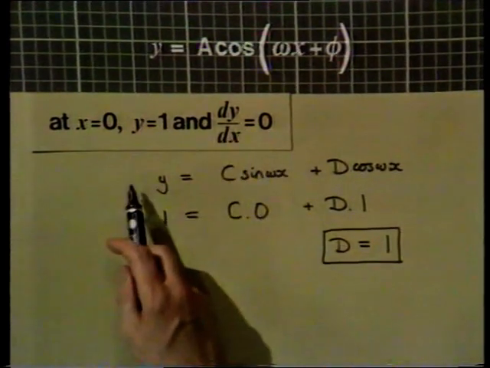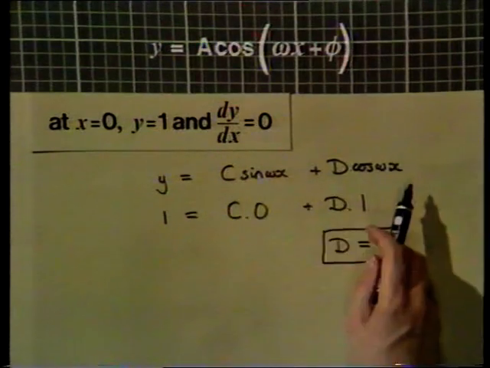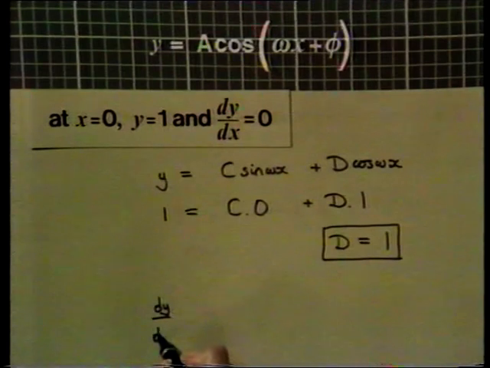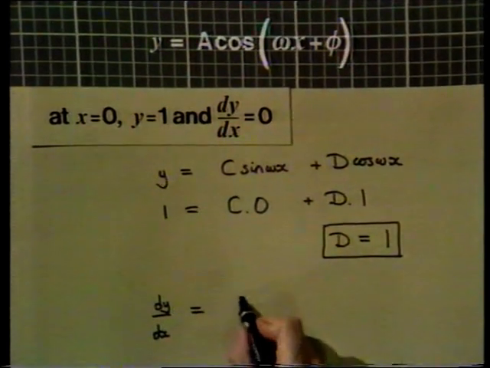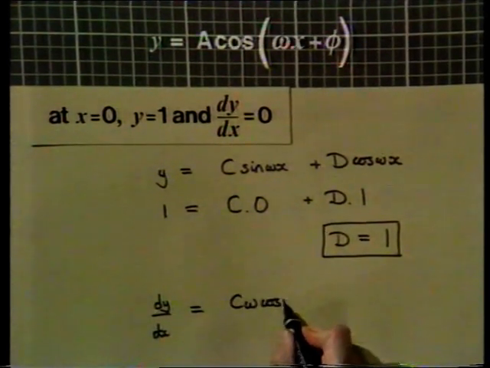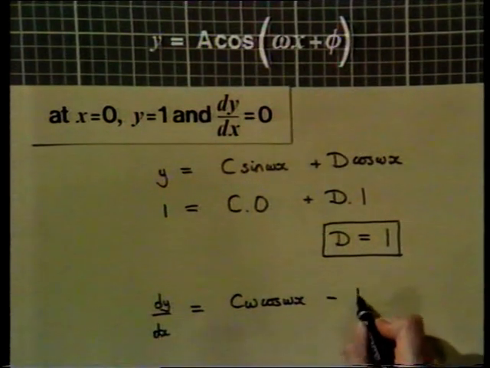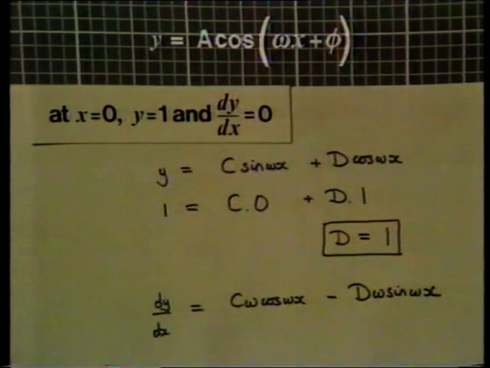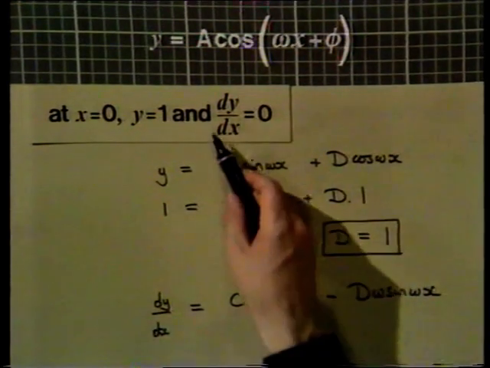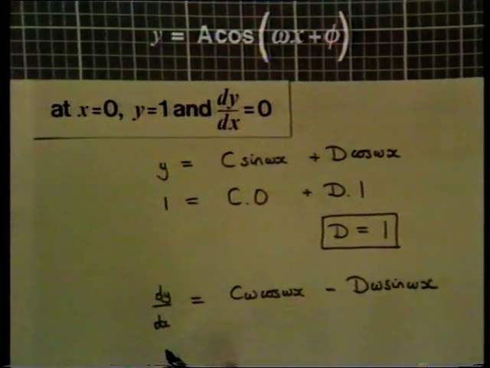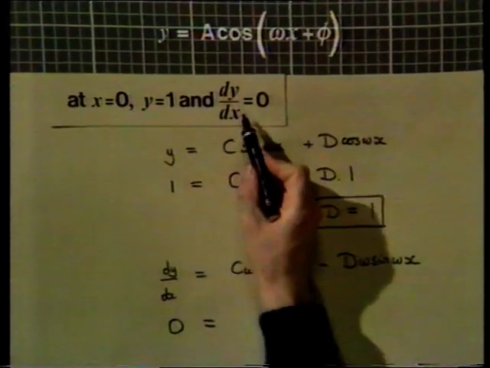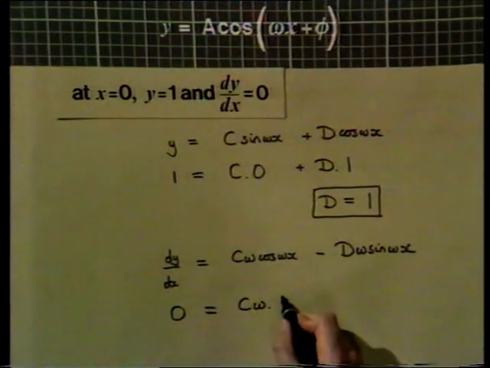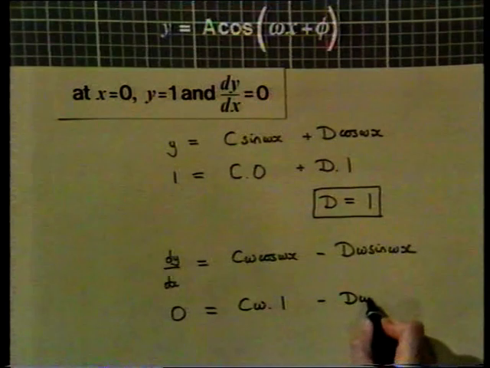So what I'll have to do is actually differentiate this general solution to see what I get. Let me do that. Get that. And that. And then again, I just substitute in dy by dx is 0, and then I have to put in x equals 0 here. So I get C omega times 1 minus D omega times 0.